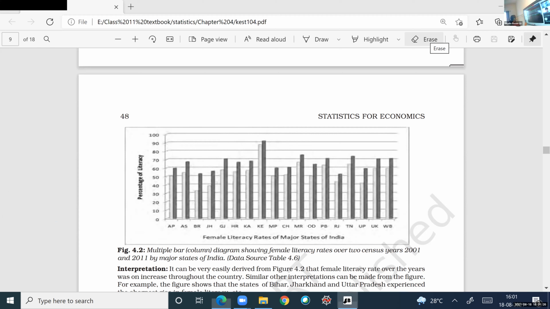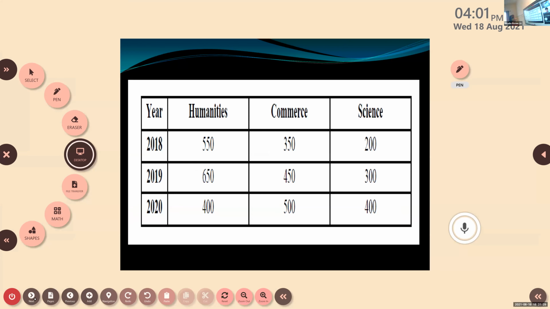I will make you do one example also. This is 2018, 19, 20. Now in this you can see 3 years are given. For humanities itself you can see 3 years. Commerce itself you can see 3 years. Science also 3 years. So when you are making the bar, how many bars will be there for humanities? 3 bars. 3 will be there. Okay, so please copy down the question and you can do the multiple bar diagram and I will ask you.